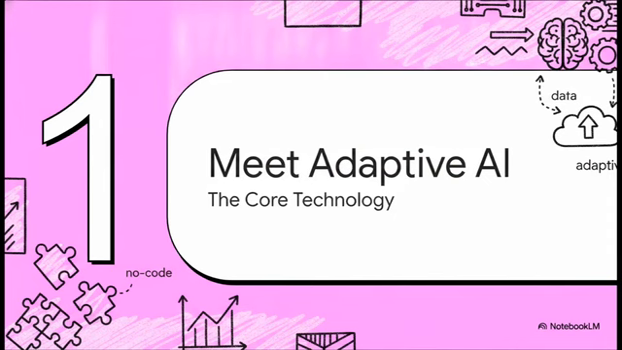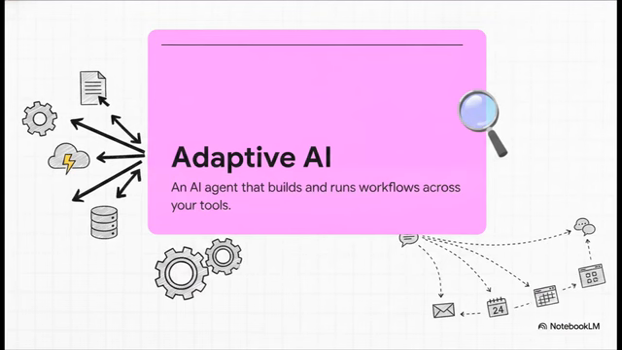Section 1. Meet Adaptive AI. Before we can understand the marketing strategy here, we really have to understand the product itself. Adaptive AI is defined precisely as an AI agent that builds and runs workflows across your tools. So it's not just your standard generative AI that spits out some text and just sits there waiting. No, this is an active agent. It actually interacts with the digital tools you use every single day, connects them together, and literally executes those processes right there in the background.